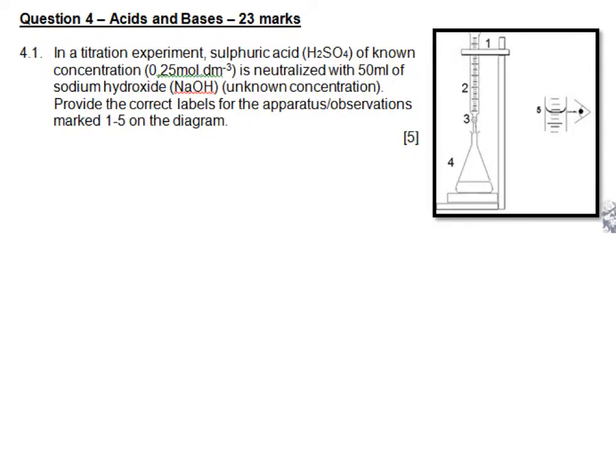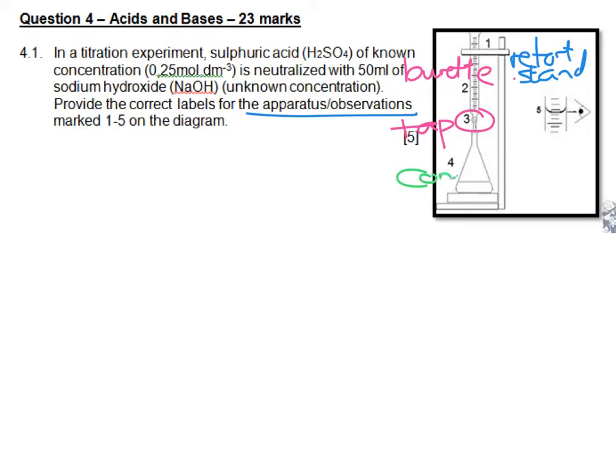I've got this titration, and I'm expected to label the apparatus or the observations. You've got to brush up on this. This is a retort stand. This thing is a burette. Over here is the tap of the burette. This thing is called a conical flask. And over here we have the meniscus.